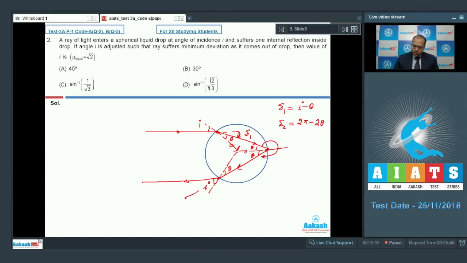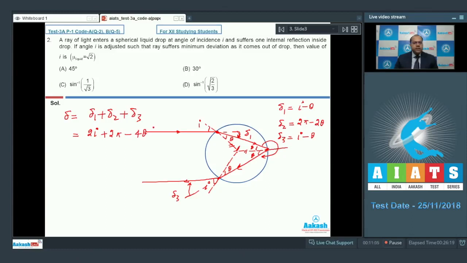Similarly, the deviation delta 3 is in this direction. It is also clockwise, so it can be written as again I minus theta. So the net deviation is delta 1 plus delta 2 plus delta 3. All the deviations are in clockwise sense, so it can be written as 2I plus 2 pi minus 4 theta.